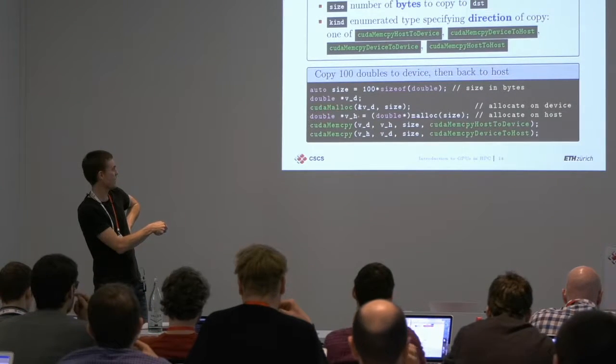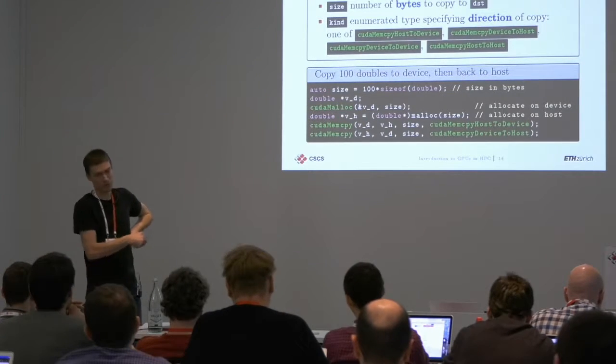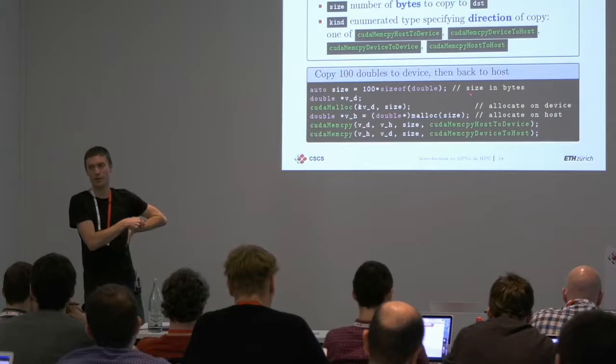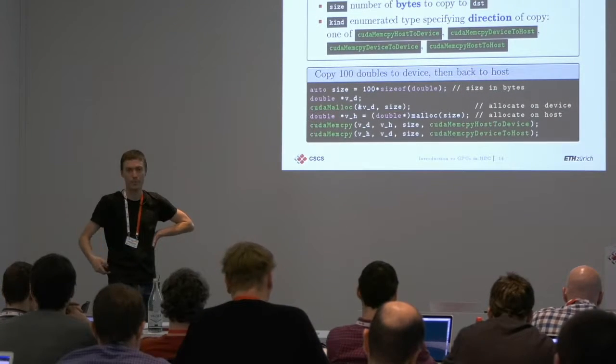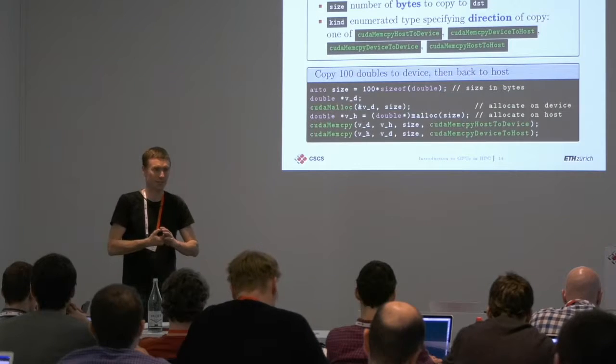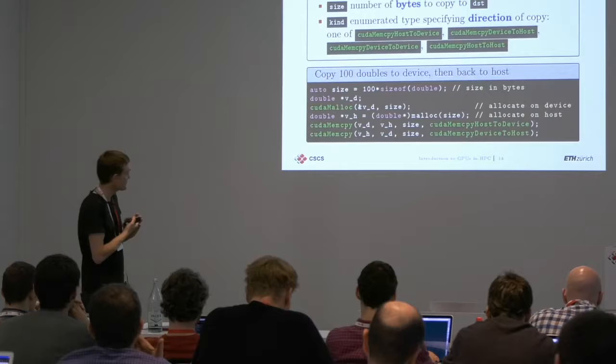So you can imagine that after we allocate this memory, we might initialize it to some values, then copy it over to the GPU, do a bunch of work on it, and then copy the result back out, because we need to write it to disk or plot it or something like that.